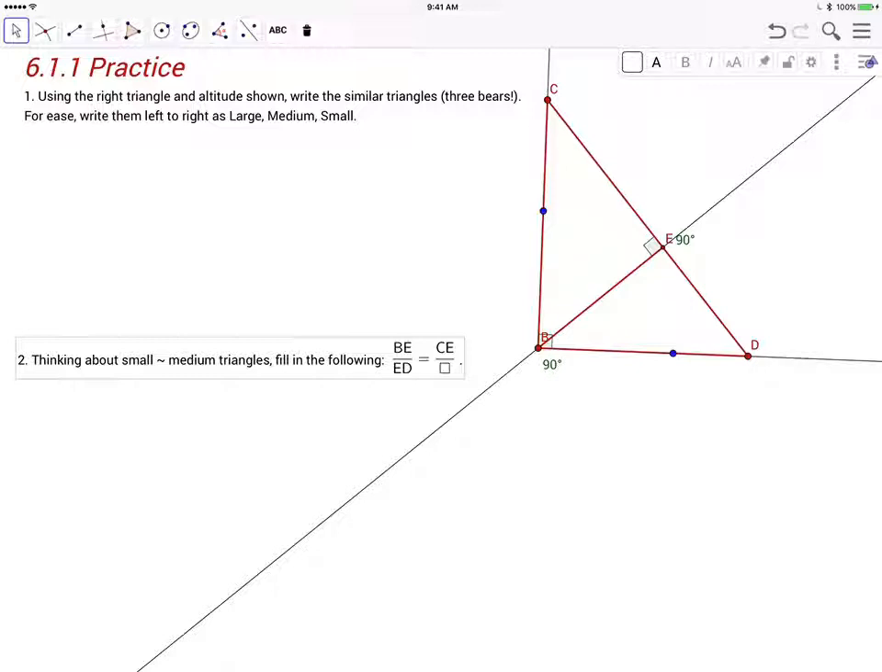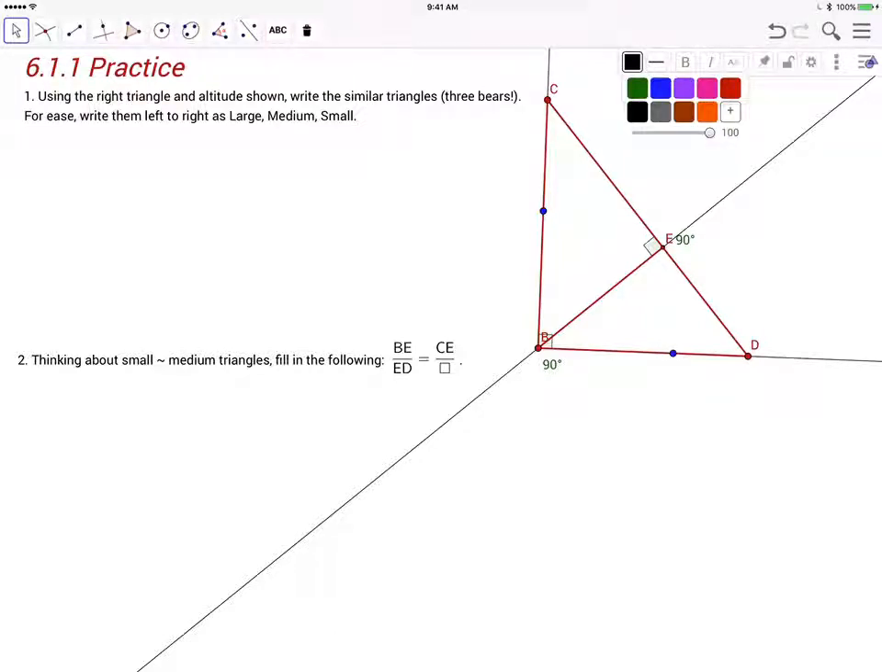And then the second one, thinking about the small being similar to the medium, just focus on those two. Fill in the following. BE relates to ED the same way that CE relates to what? All right, and pause. Okay, welcome back. Here we go.